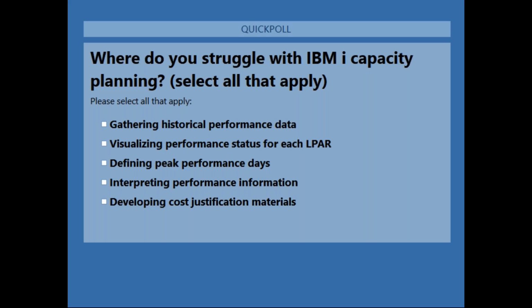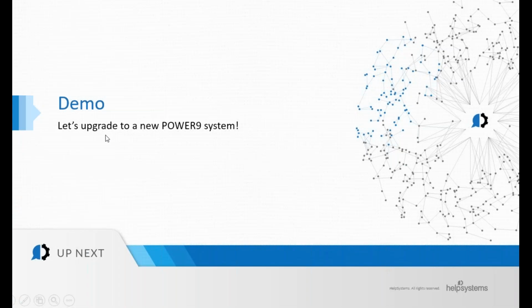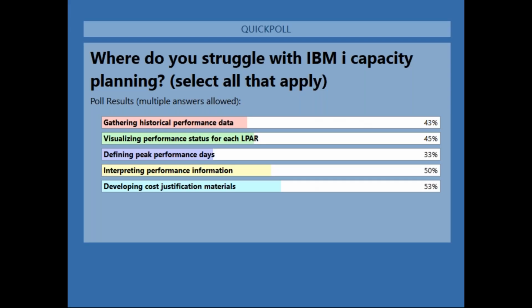All right, so I'm looking at the poll. That's an interesting response. Yeah, kind of what I expected. I'm going to share that just for a second. Looks pretty well spread. There you go. Polling results: 43% said gathering historical data and visualizing, 33% said defining peak performance, 50% said interpreting the results.